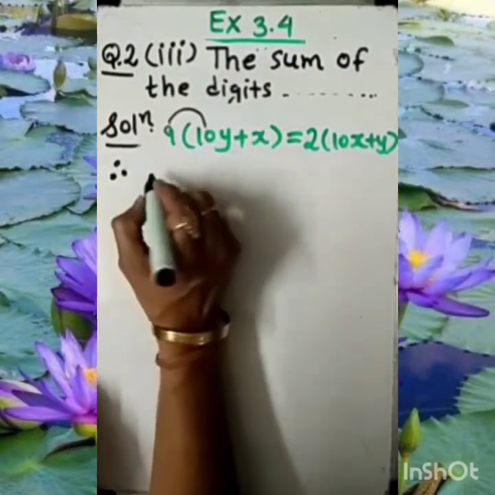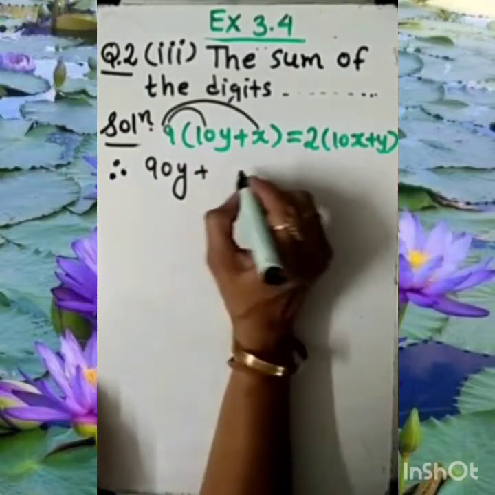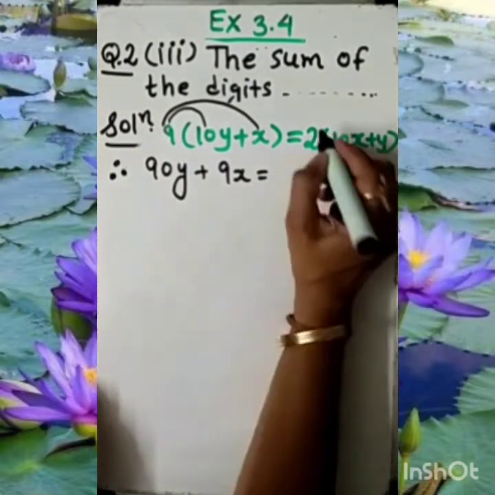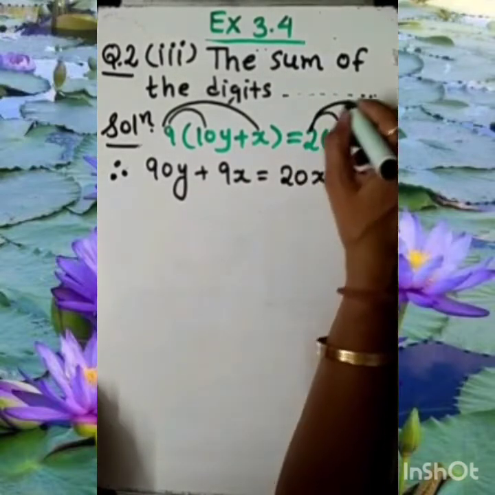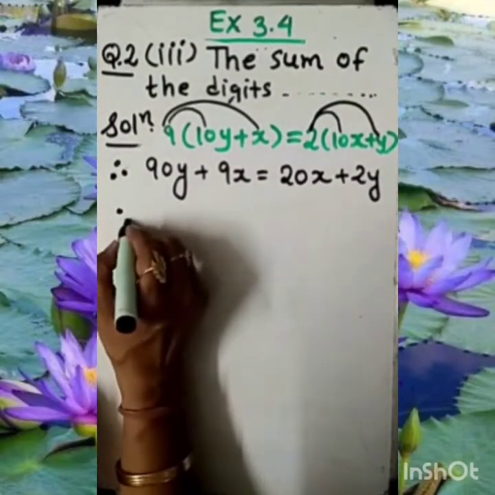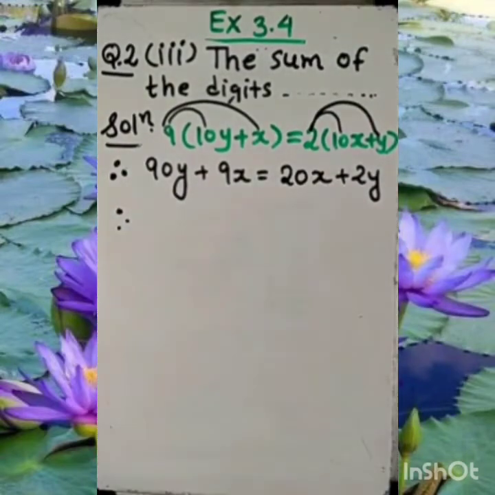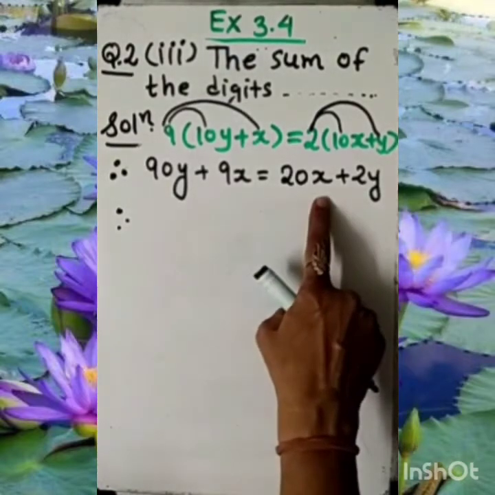Therefore, 9 into 10 is 90y. 9 into x is 9x. 2 into 10 is 20x. Plus 2 into y is 2y. Now let's simplify this. Once again I am explaining. 9 into 10, that is 90y, then plus 9x, then 20x plus 2y.